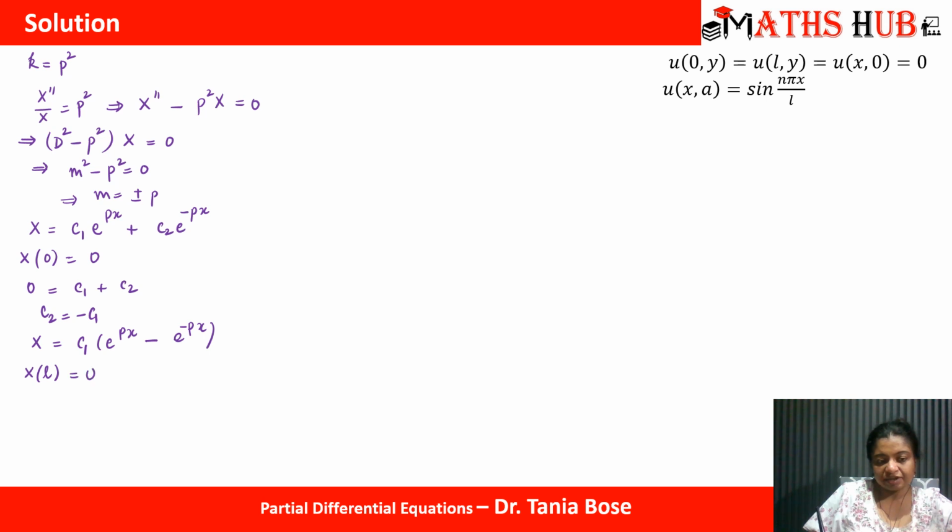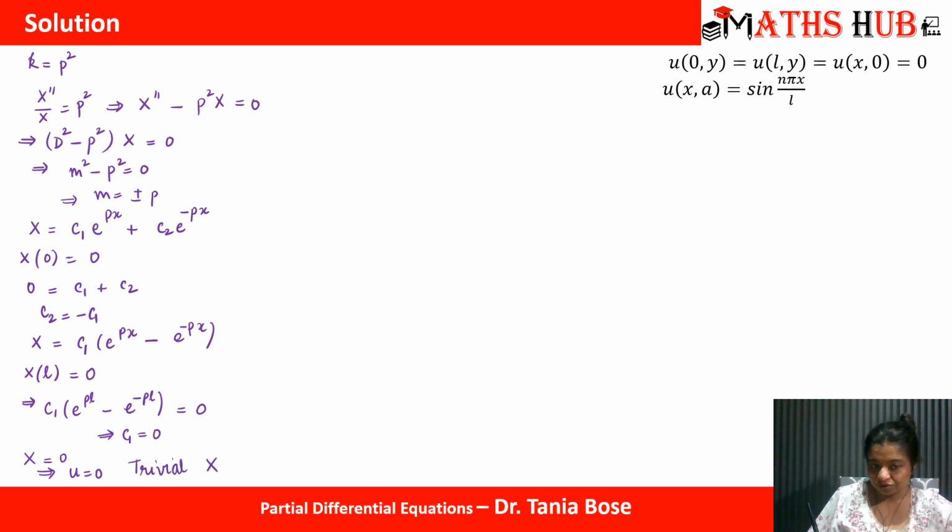Now let us apply the second condition. X at L is equal to 0. If x at L is equal to 0, that means C1 into e raised to power PL minus e raised to power minus PL is equal to 0. Now, obviously, this term is not equal to 0 because this is some value, right? So this implies C1 is equal to 0. If C1 is 0, that will imply that x is equal to 0, which again implies u is equal to 0. And this again leads to a trivial solution, right? So again, we are not interested in a trivial solution, right?